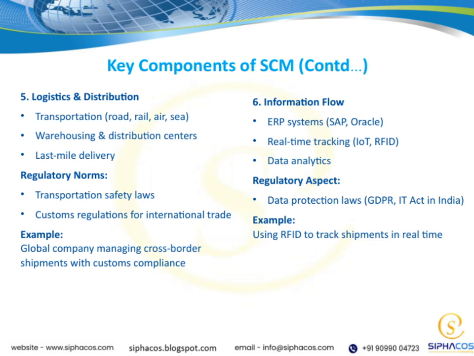Transportation safety laws ensure the secure movement of goods, and customs regulations are vital for international trade, helping us navigate cross-border shipments smoothly. For instance, a global company managing shipments across countries must stay compliant with customs rules to avoid delays and penalties. In summary, understanding how these key components, information flow, logistics, and regulatory compliance, interact is crucial for building an efficient and resilient supply chain.